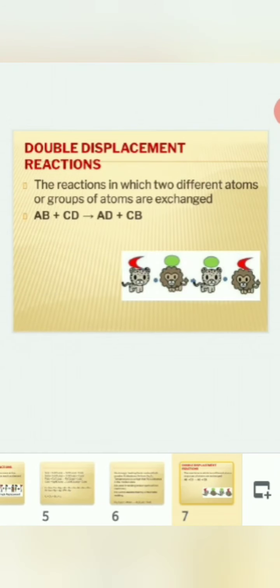Next, double displacement reactions, the reactions in which two different atoms or groups of atoms are exchanged. So here you can see a general form of double displacement reaction. The general form will be when AB reacts with CD gives AD plus CB. That's why here the two atoms are exchanging places. B is replaced by D. So it's a double displacement reaction.